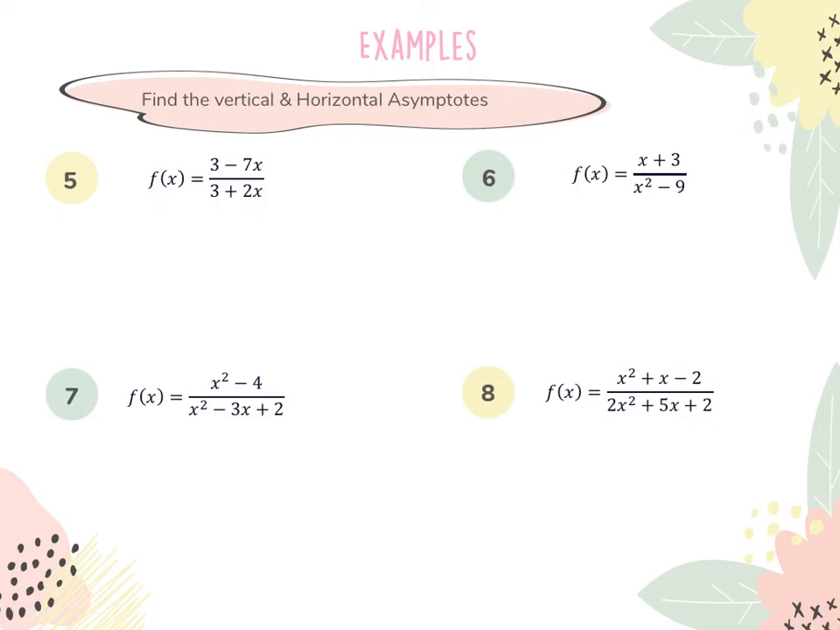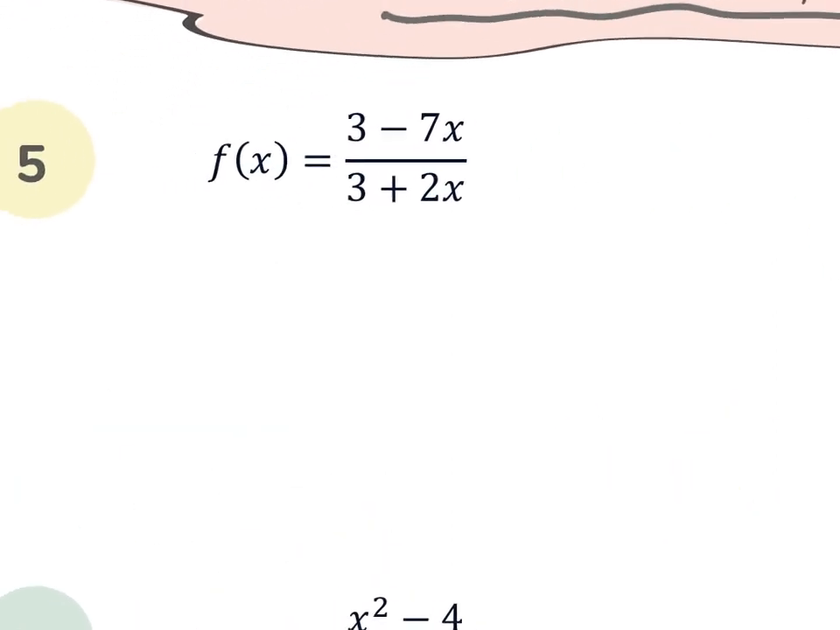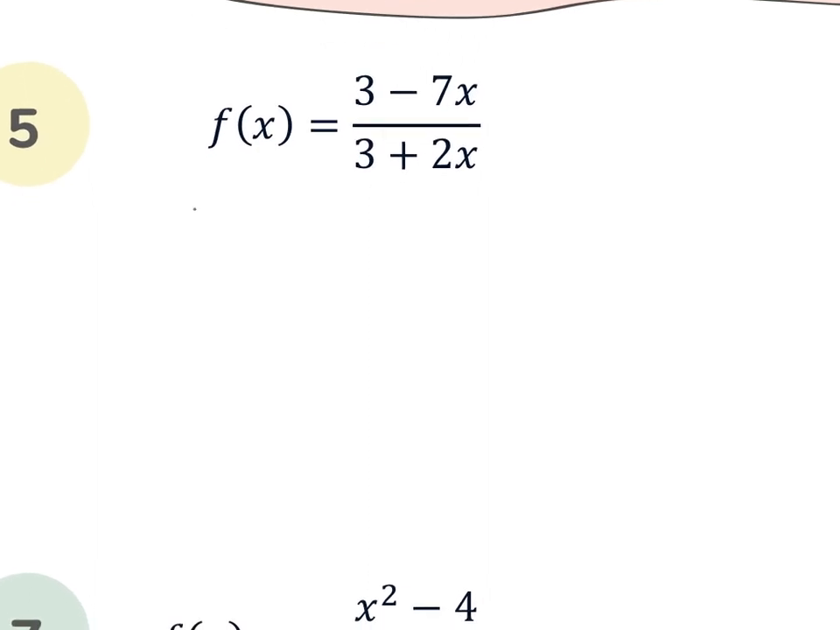Okay, so now that we go through all of this, it says vertical and horizontal asymptotes. And now that we know that there could be holes, before I find anything, I'm going to see if I can factor and cancel out. So when I look at number 5, nothing can be factored, which means I can go straight to the vertical asymptote, set the denominator equal to 0, 2x would equal -3, and x would equal -3/2.